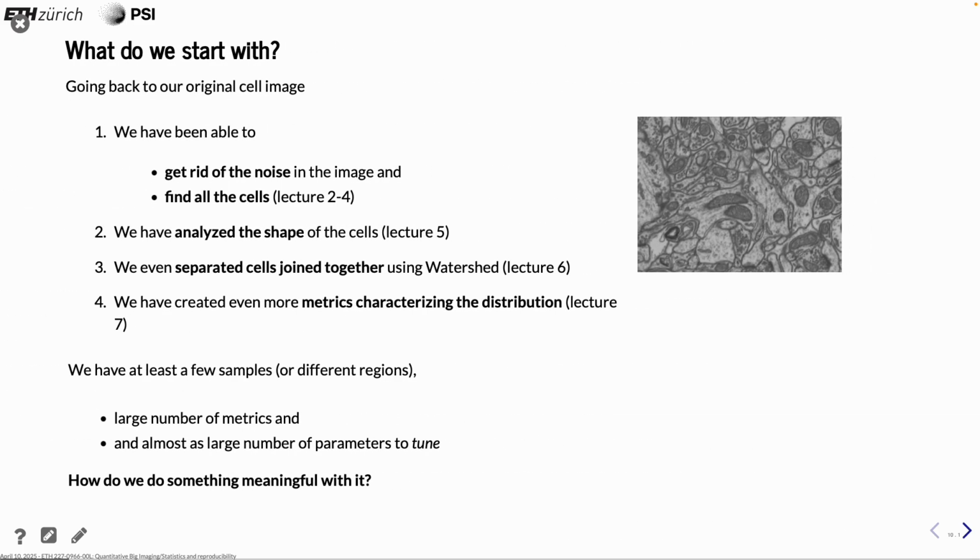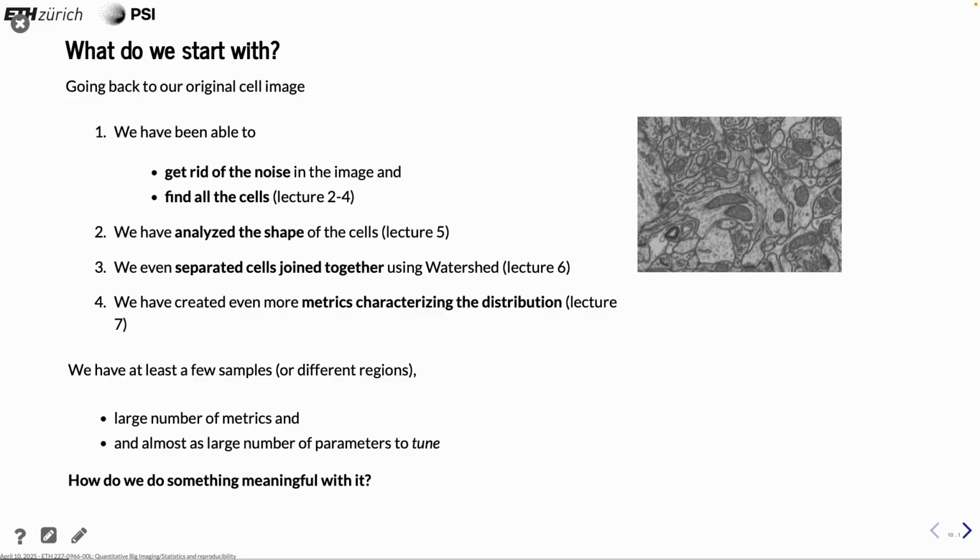So let's come back to our cell image that we have looked at a couple of times already. We have been able to do a lot of things in this image: getting rid of the noise, finding the cells. We can also analyze the different shapes of these cells. You can see if they are joined or separated, and the separation was using the watershed that I presented last week.